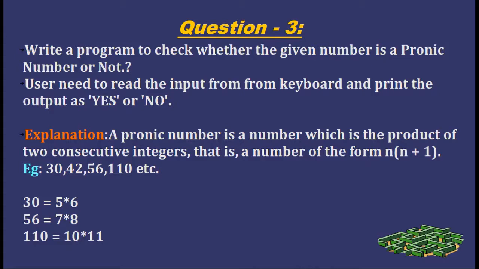Before solving this problem, you should have an idea what a pronic number is. To make it simple, we have given an explanation. A pronic number is nothing but a number which is the product of two consecutive integers, that is, a number in the form n into n plus 1. It's so simple. There are different examples of pronic numbers.